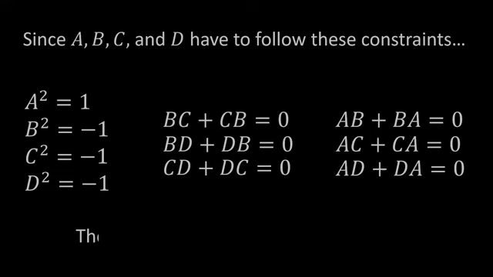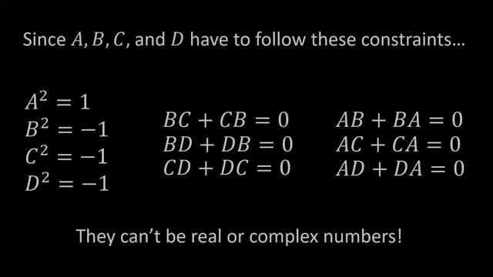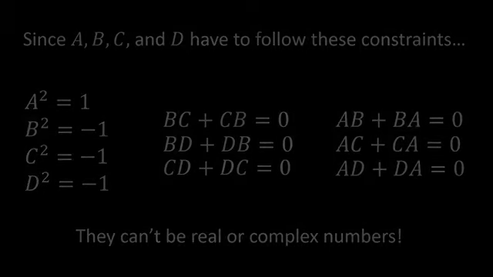And that right away tells us that A, B, C, and D cannot be real numbers, and they cannot be complex numbers, because both the real numbers and the complex numbers are commutative. AB equals BA, whether it's real or complex. And if we want to do something that doesn't commute, then we need something that's more exotic than just a real number or a complex number.